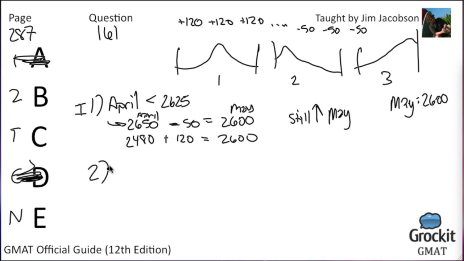Statement two, last year the closing balance of Carl's account for June was less than $2,675. So June was less than $2,675. And so again, we take our month before, which is $2,600.